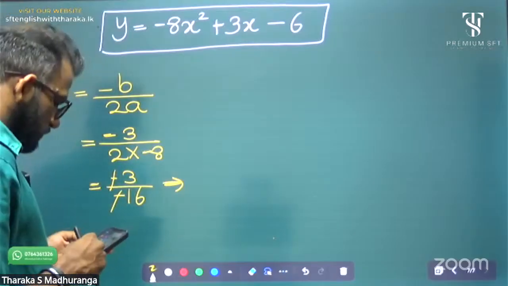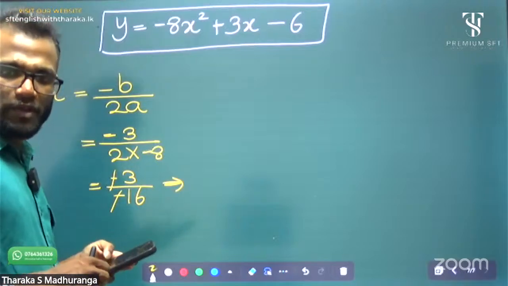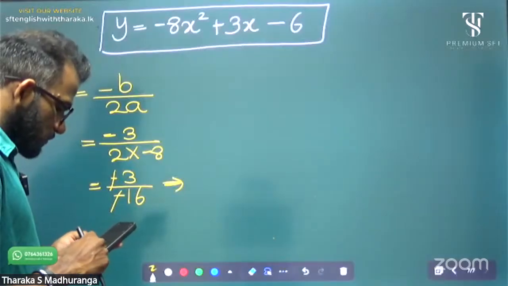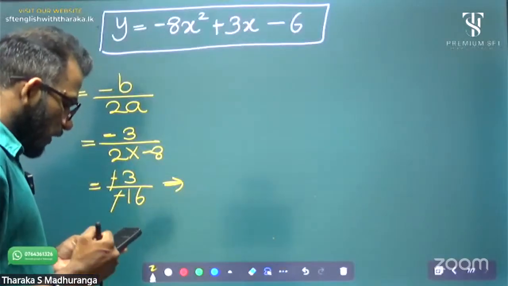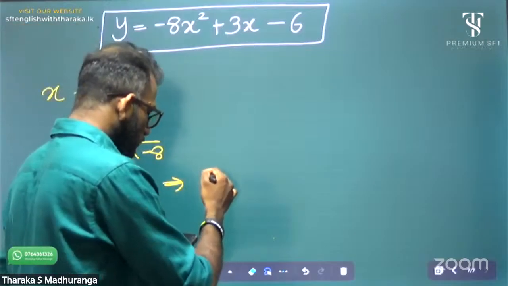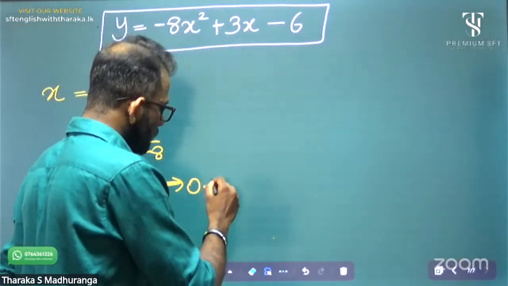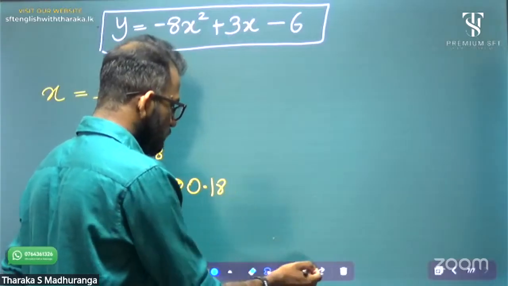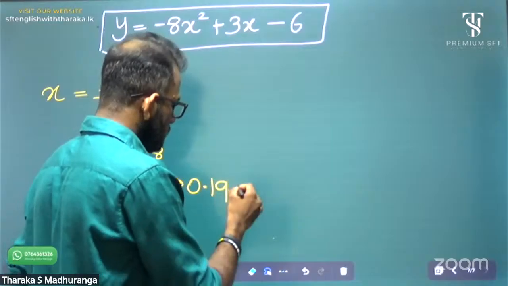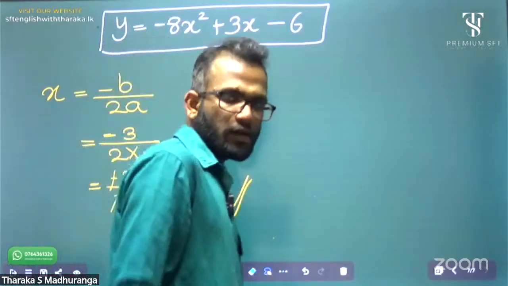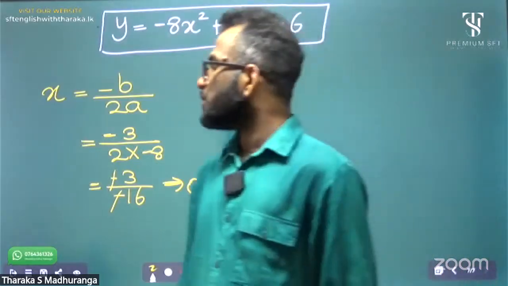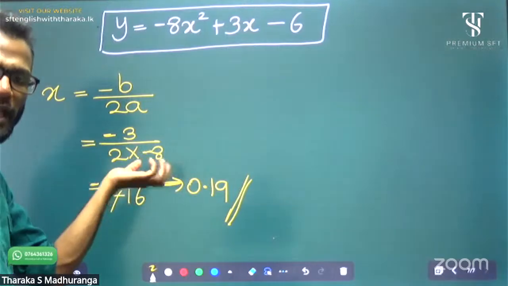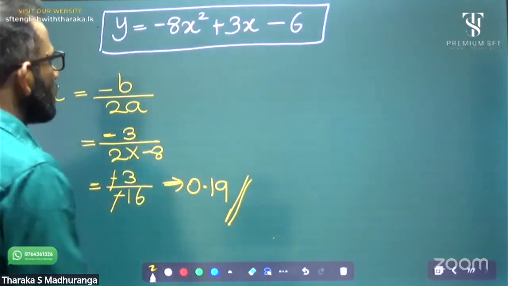What's the value? 3 over 16. It's a positive value, 0.1875, approximately 0.19. 0.19 is the turning point X coordinate.